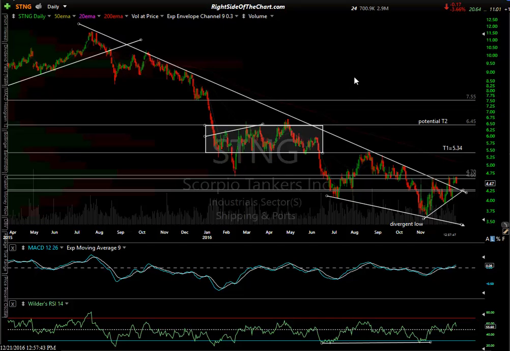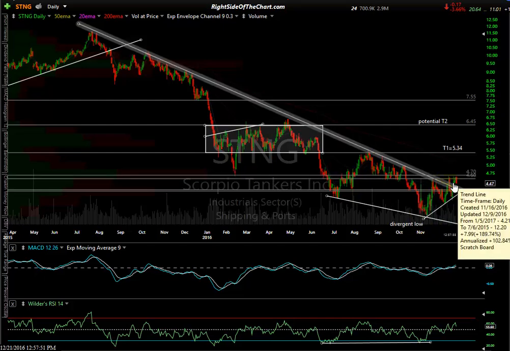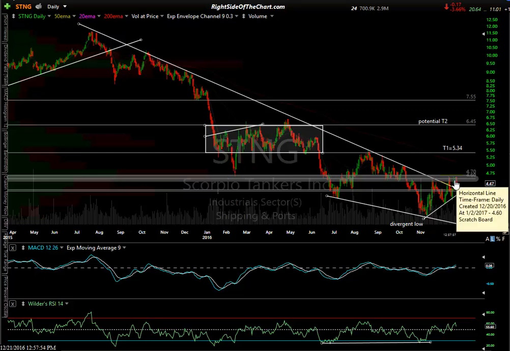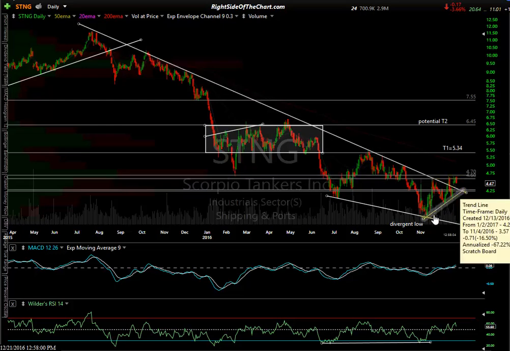Okay, a couple more to go here. This is STNG, Scorpio Tankers, a shipper. This one was a long entry on that breakout there, which proved to be a false breakout. We had a stop. I think the entry was around 458 with a stop under 425. So that was taken out. But what happened, it came back in.